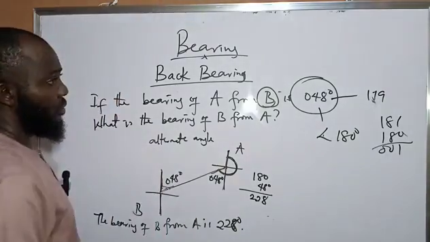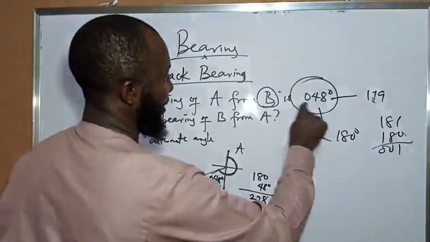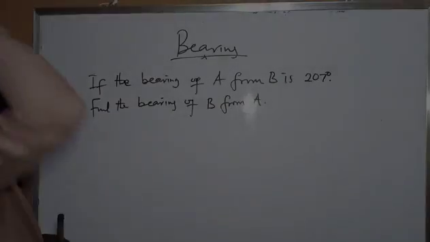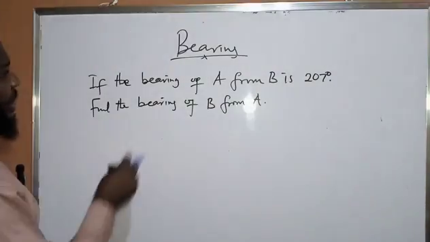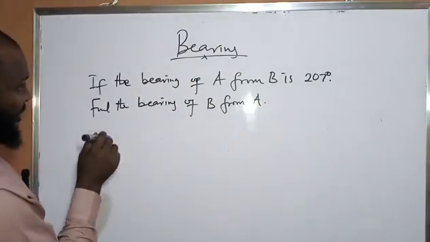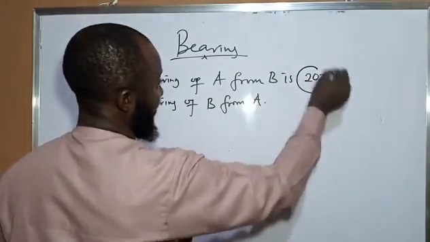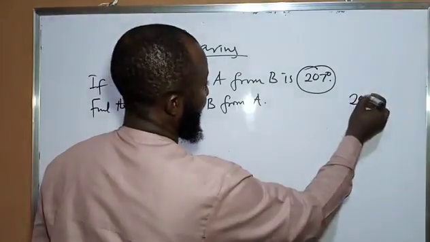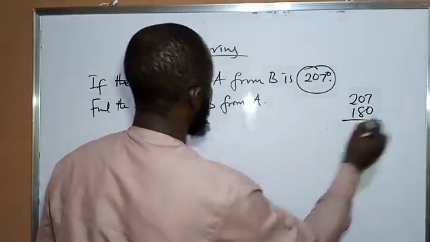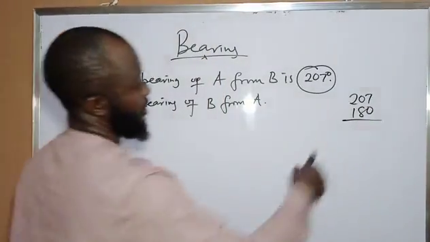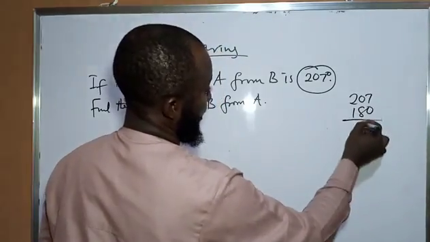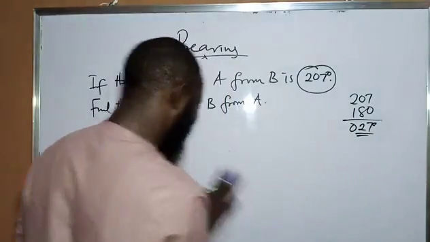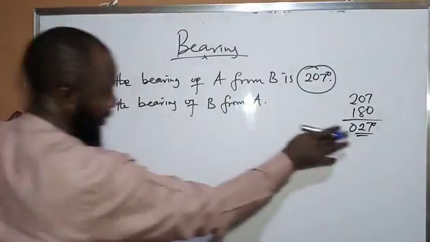So let's look at an example that involves a bearing greater than 180. The bearing of A from B is 207. You can see 207 degrees is more than 180, so the shortcut is to subtract 180 from it. If you are dealing with back bearing, just subtract 180 from 207. The answer will be 027 degrees.